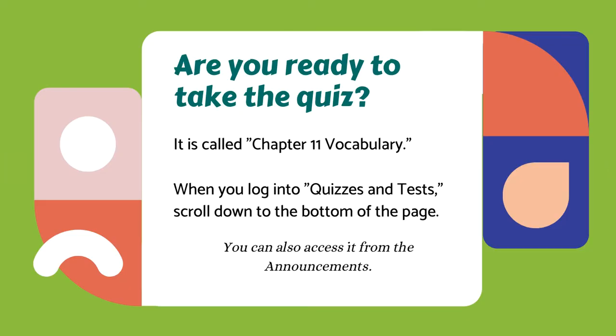Okay, so when you are ready to take the quiz, you'll find that there's a quiz called Chapter 11 Vocabulary. When you log into the quizzes and tests in Blackboard, you can scroll down to the bottom of the page. It has a tendency to just sort of list the quizzes chronologically. So usually the most recent one is going to be at the bottom of the list. But you can also access it from the announcements because every time I create a quiz, Blackboard generates an announcement about it as well.